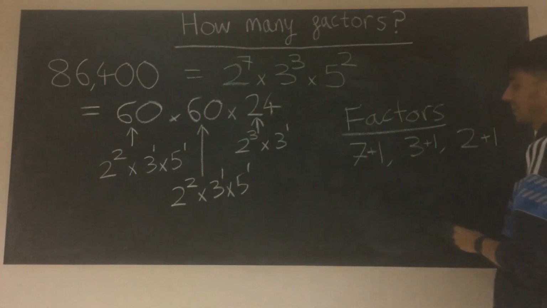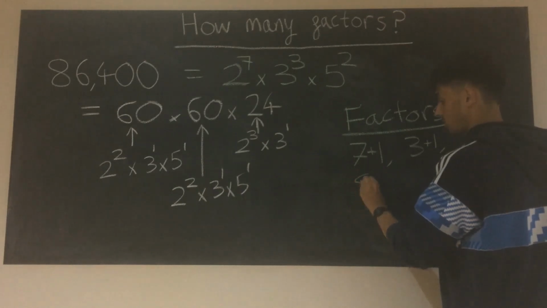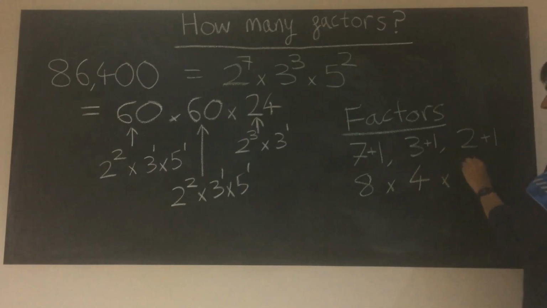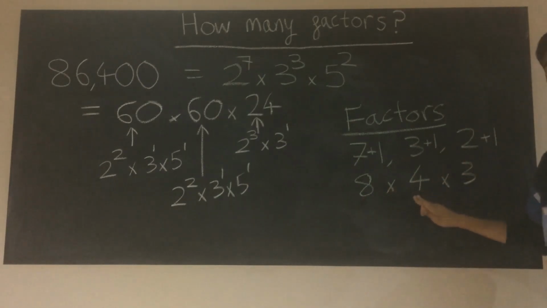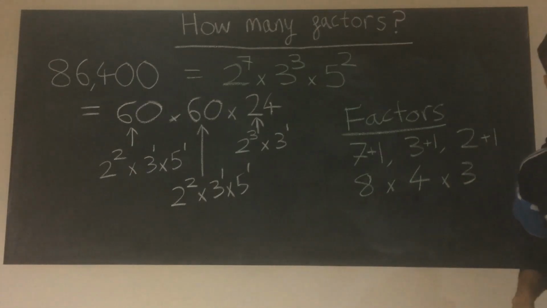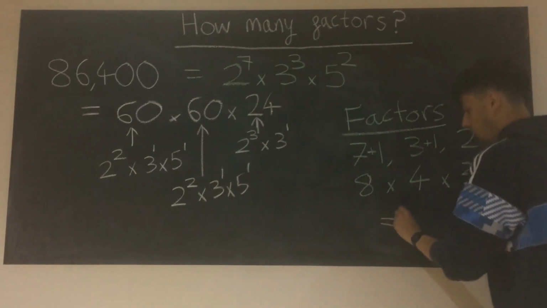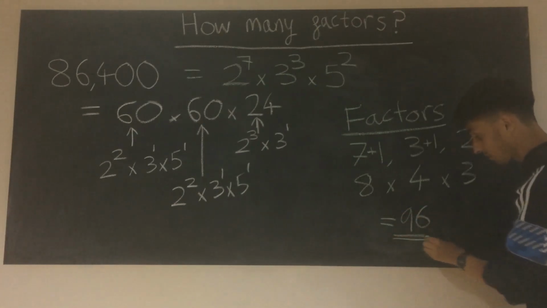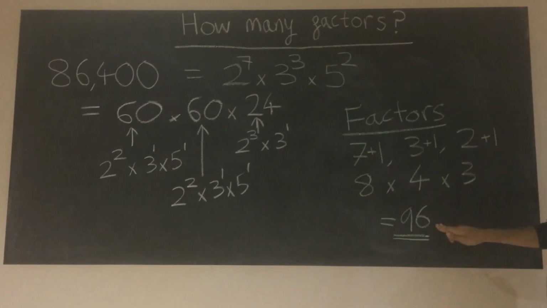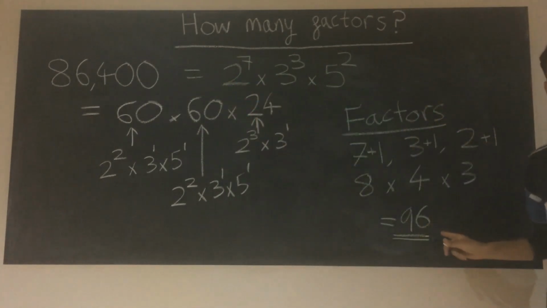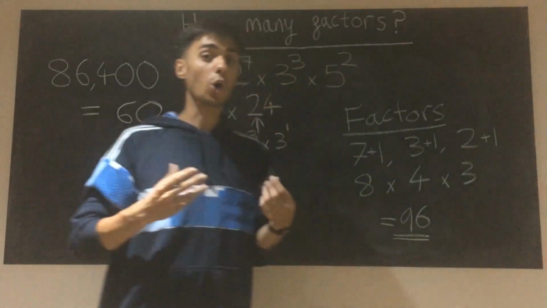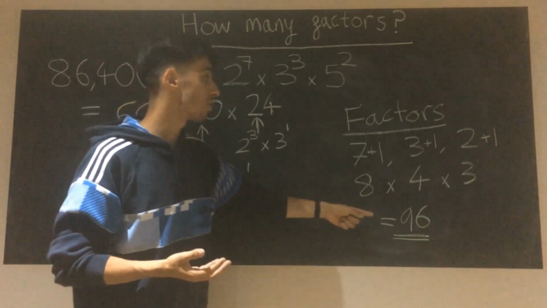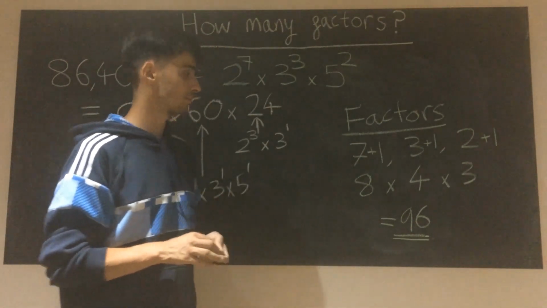And now we need to multiply these together. So we're going to have 8 multiplied by 4 multiplied by 3. 8 times 4 is 32, times by 3 is 96. So our answer here is 96. And what that means for us is that 86,400 has got 96 factors. I hope you would agree if we didn't have our factor counting rule, this would be pretty much impossible, or at least take a very long time.